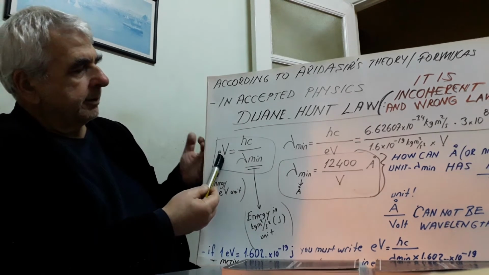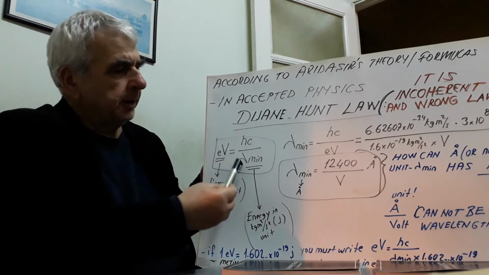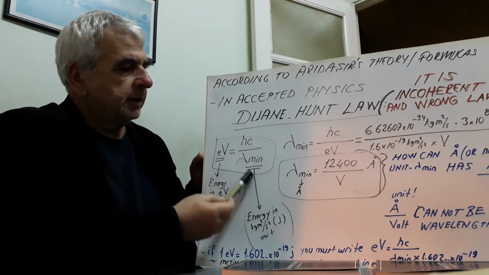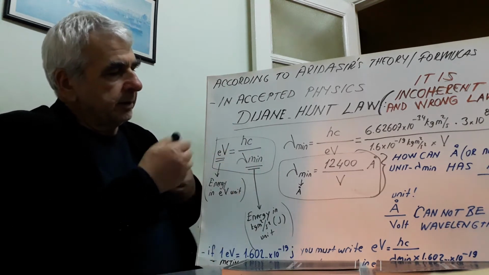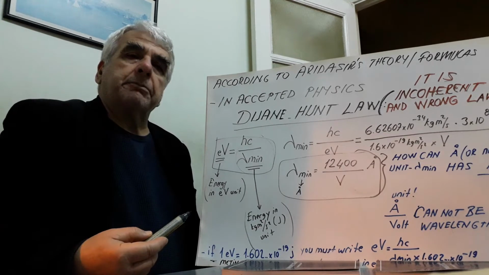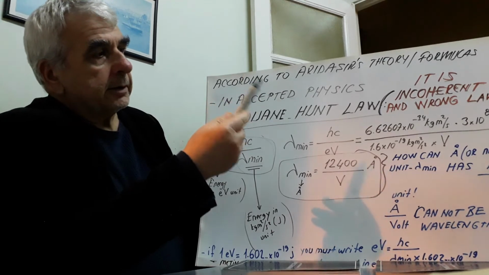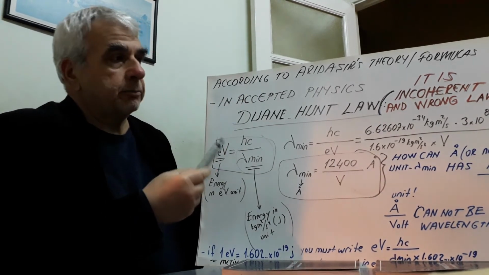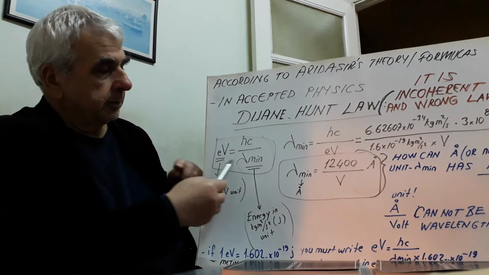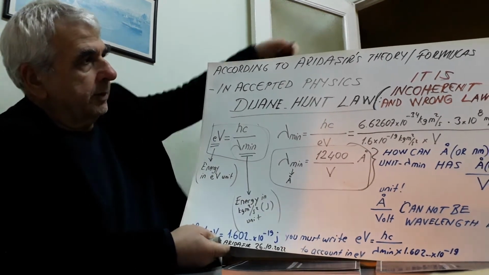Left side, eV, its unit is electron volt. Right side, h multiplied by c divided by lambda, obviously this side's unit is joule: kilogram meter square divided by second square, joule. That must not be the same here.